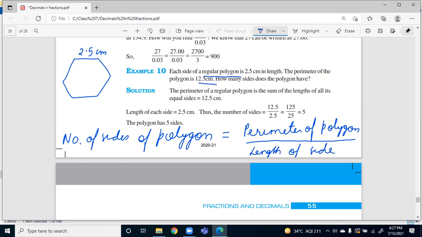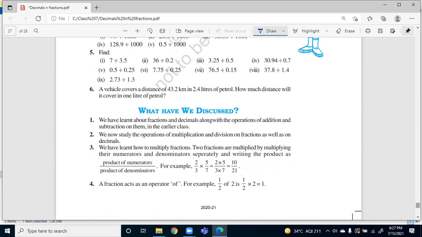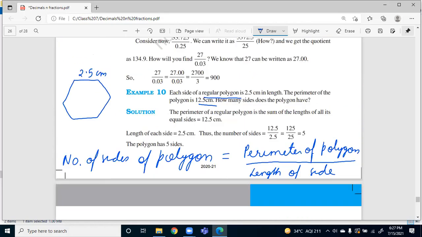And the length of the side is given to be, what is the length of the side? It is 2.5 centimeter. So 12.5 and 2.5. If you look at these two numbers, both have one digit after the decimal, so we can just cancel the decimal.